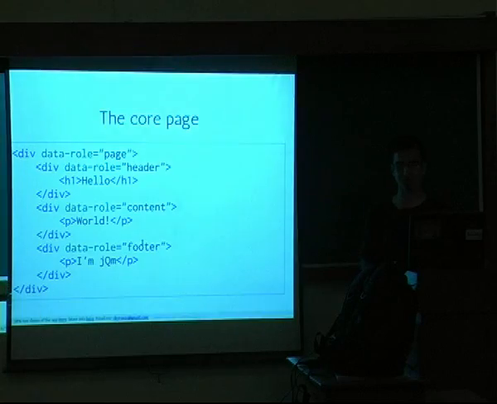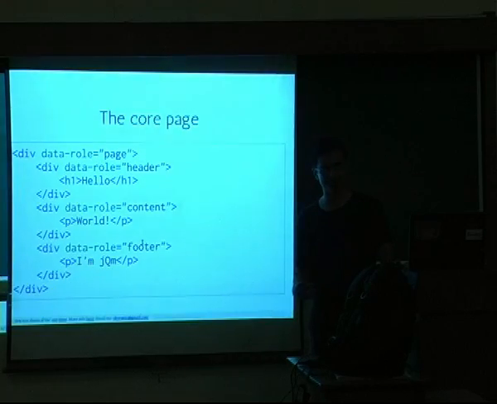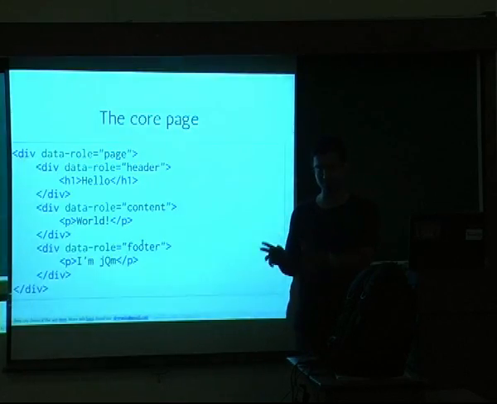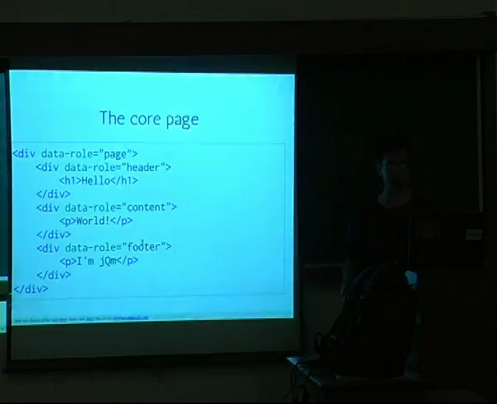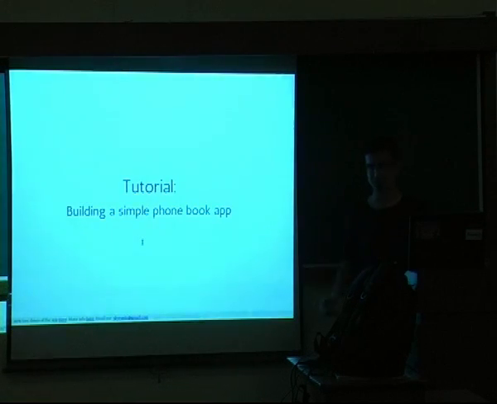So here's a core page. You have a data-role of page, a header, a content, and a footer. You can have any number of pages inside your application, and you can switch between pages, but only one page can be displayed at a time. So a page is pretty much the atomic level of display as far as jQuery Mobile is concerned.